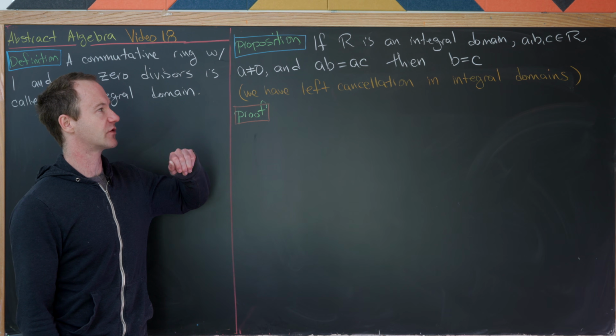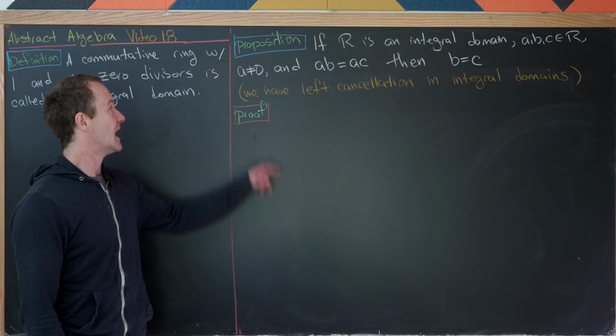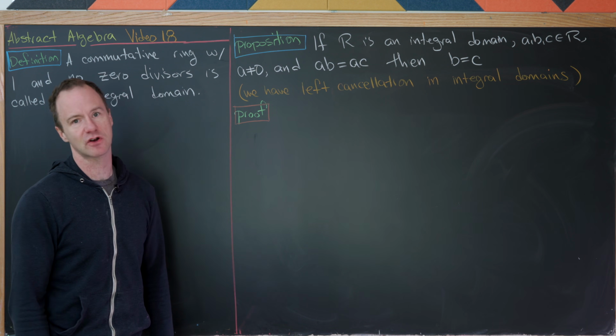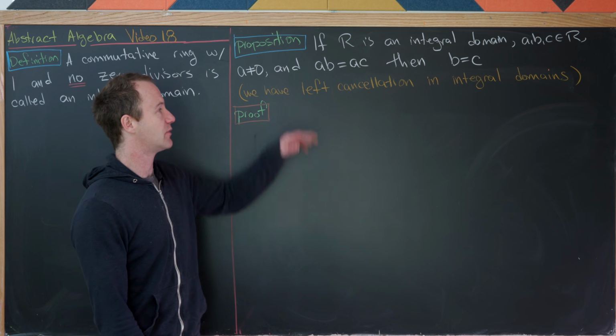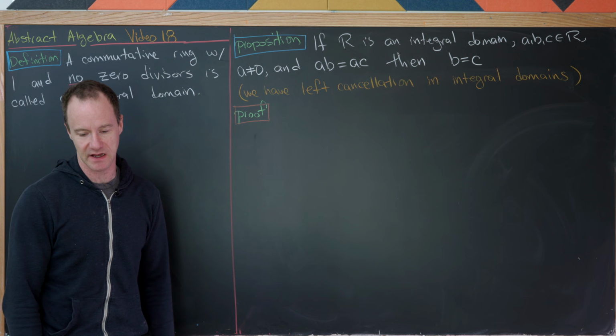We have R an integral domain, A, B, and C are elements of R, A is non-zero, and finally AB equals AC. So those are our assumptions. Then that implies that B equals C. In other words, you can cancel A from both sides.